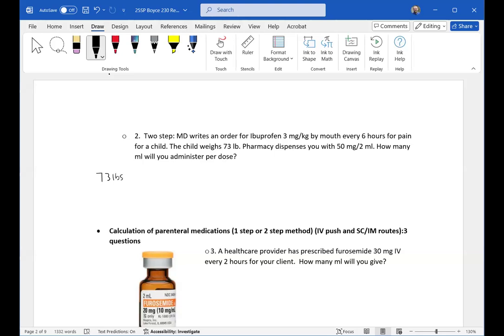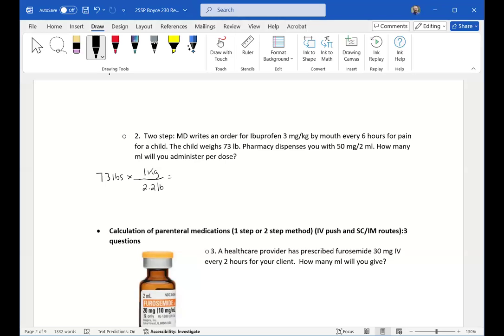And what we're going to do is convert that to kilograms. If you don't remember, 1 kilogram is 2.2 pounds. If you're like me, you pretty much just take 73 divided by 2.2. So don't feel like you have to write out exactly what I'm writing out, but it gives you the baseline.